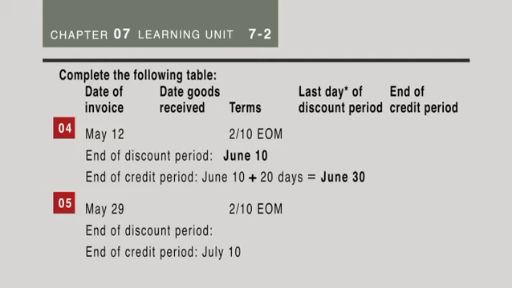In question 5 now, notice we're on May 29th, so that's after the 25th of the month, and the terms are 2/10 EOM. Which means in this case, we have the month of June, and we have the first 10 days of July, since it's after the 25th of the month. The discount period is July 10th. And 20 days later will be the end of the credit period, which will be July 30th.